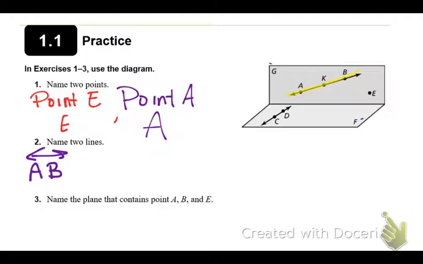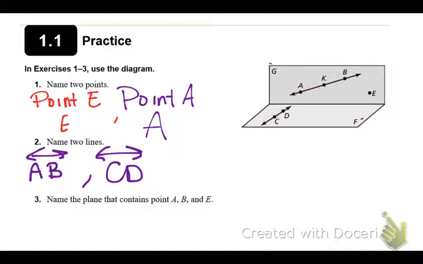All right, then we want to name 2 lines. We just named that one. We could say AB, BA, what else we got? You know, all the variations. We're going to name the line on the bottom. Can I use the word line to name this line? No, but what can I use? CD or DC.